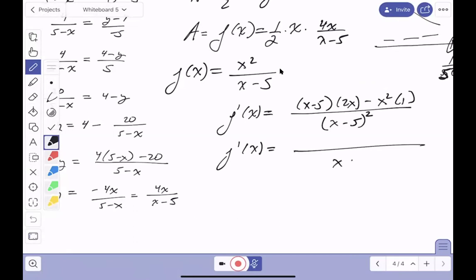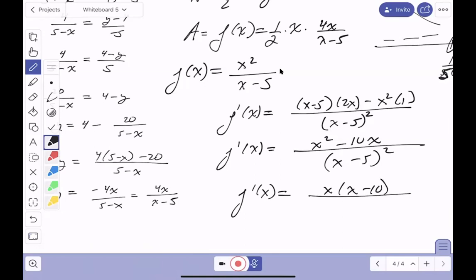I'm not thinking when I'm moving forward, actually. I'll come back to thinking later. And what do you get on top? You get 2x squared minus x squared. Let's say 2x squared minus x squared is x squared. And then you get minus 10x. Let me see if I did that right. 2x squared minus x squared is x squared minus 10x. Factor it. You get x times x minus 10.